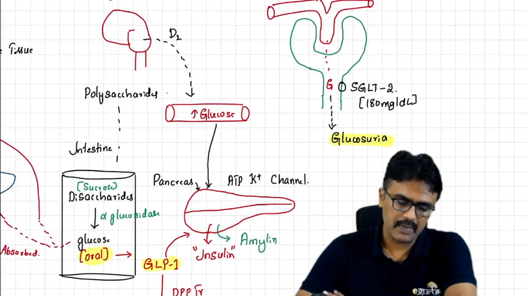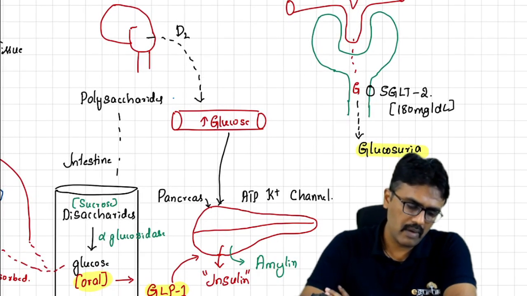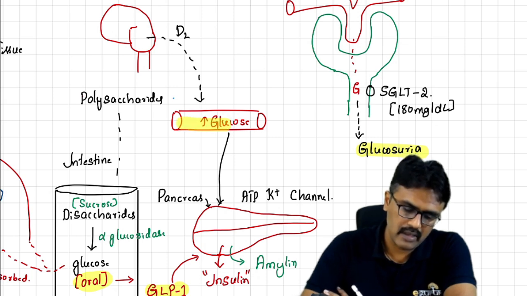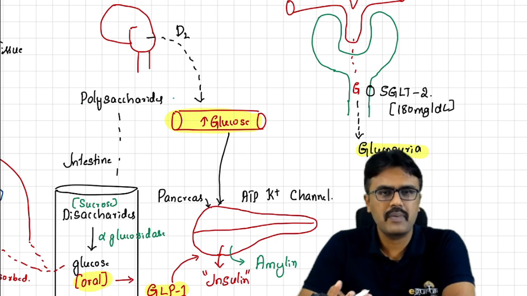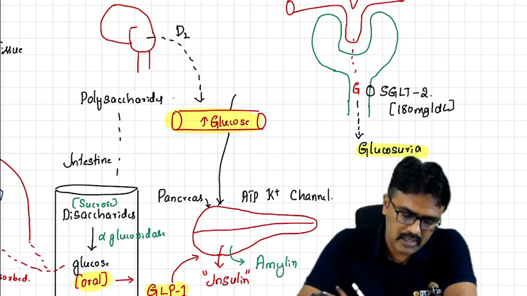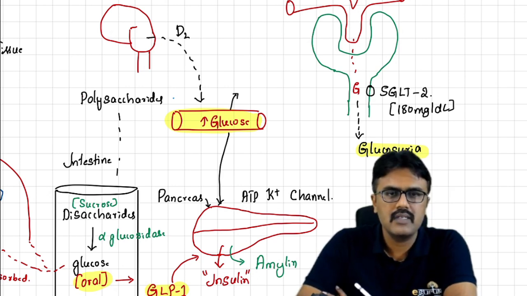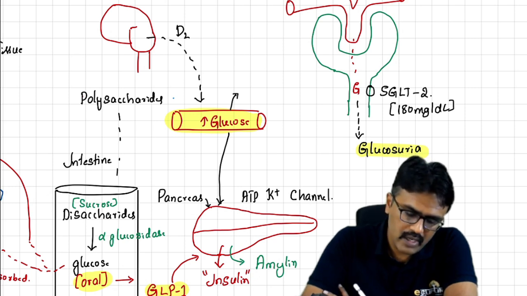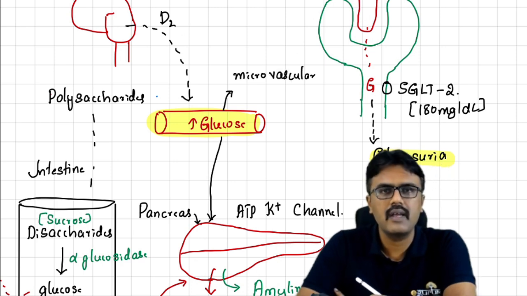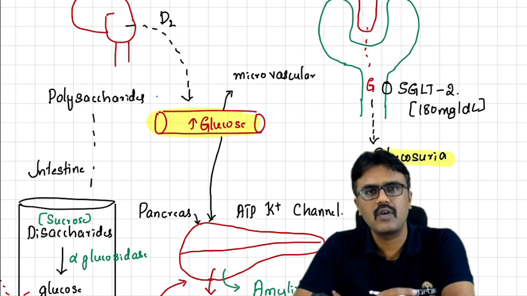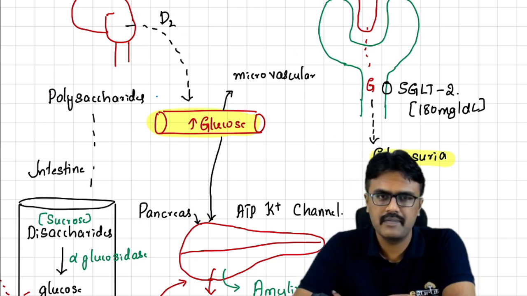Now this is what happens. Ultimately, the culprit is the increase in glucose. Now what happens if the glucose is high? Let it be high. What is the problem? The problem is it will lead to complications. There are two complications because of that. One is microvascular complications, like retinopathy, neuropathy, and nephropathy.